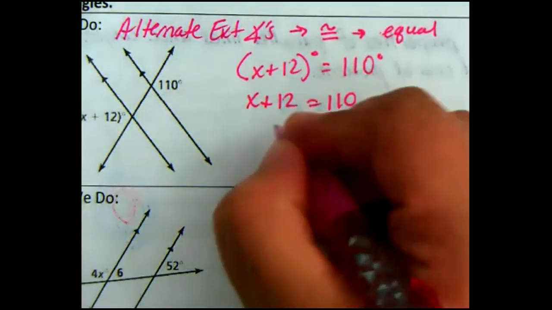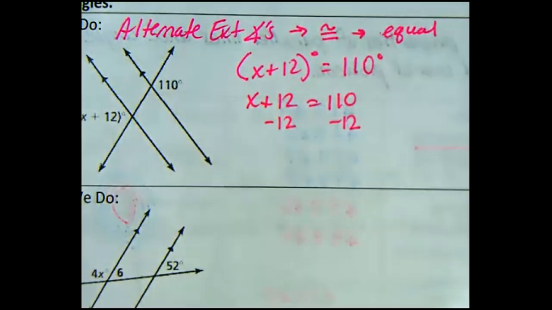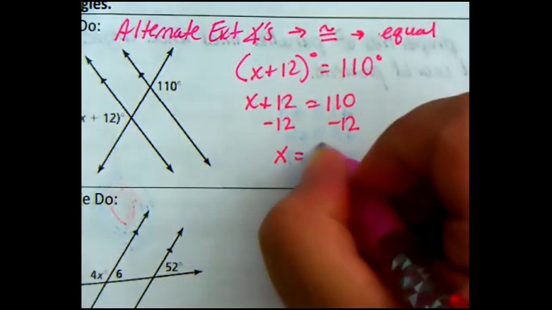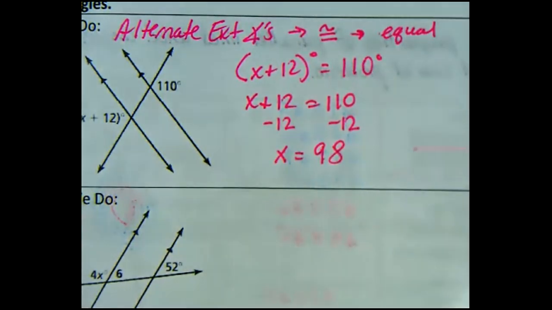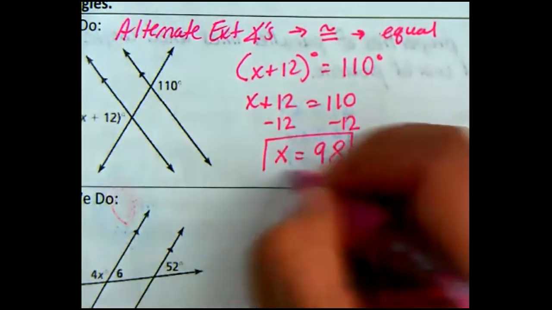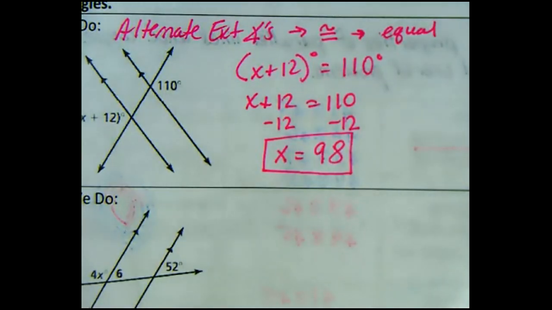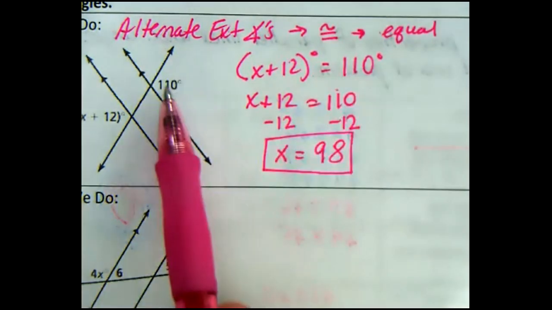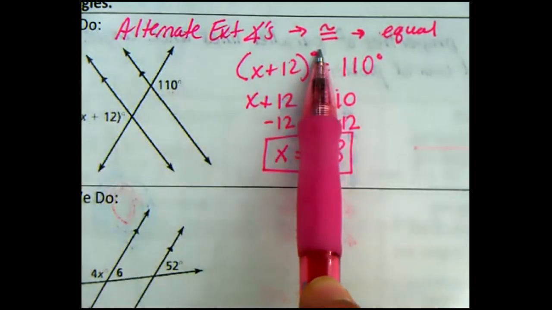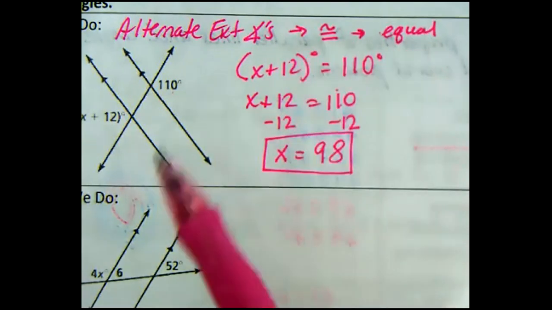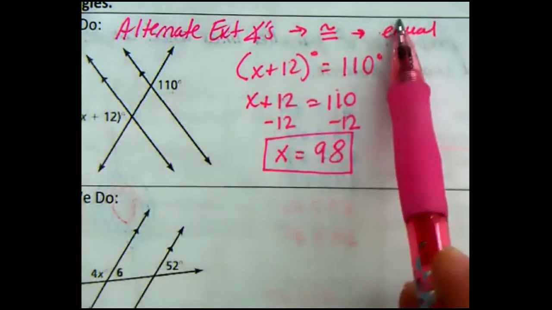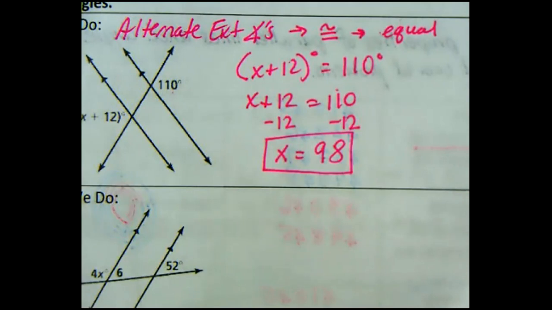And then I solve. Subtract 12 on both sides, and I will get x is equal to 98. Done. That's it. My two angles, alternate exterior, which tells me they're congruent, which tells me they're equal. So I set the two angles equal to each other. Okay?